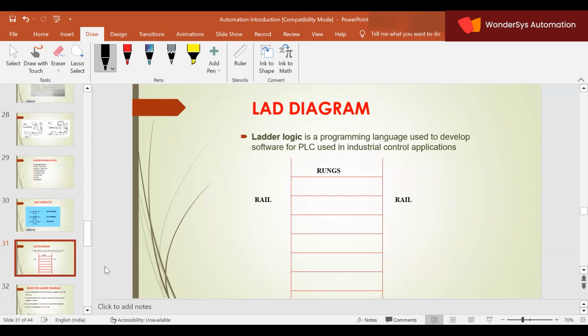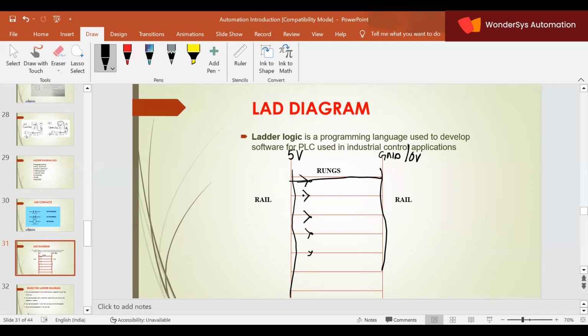Now to write the ladder diagram, we'll use rungs and rails. The horizontal lines are called rungs and the vertical lines are called rails. It is called a ladder diagram because the program structure looks like a ladder, so it is named after the ladder logic. Here the 5-volt will be running. This is a 5-volt line and this is a ground line or 0-volt line. So the current will be flowing like this across the rungs.